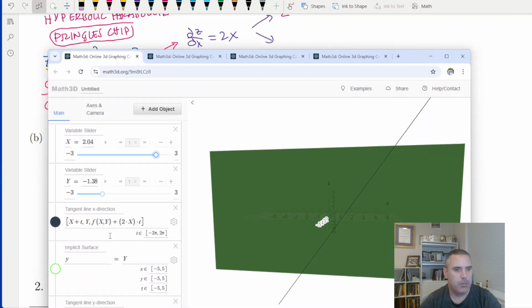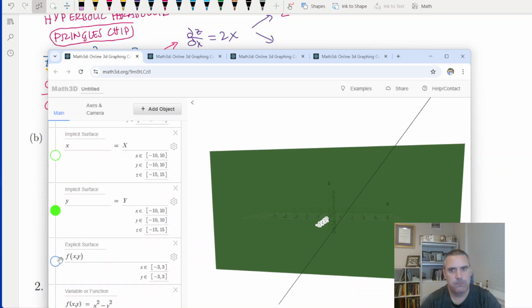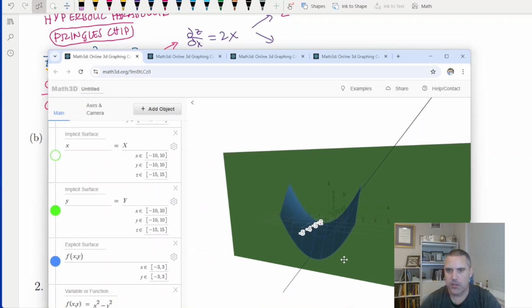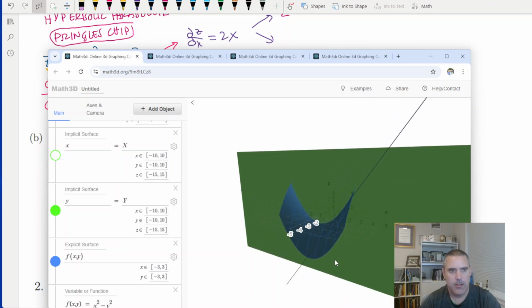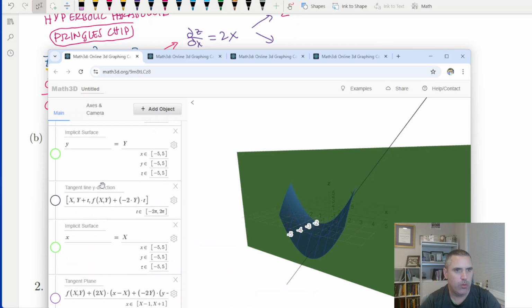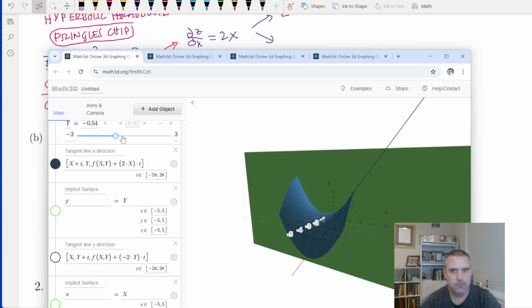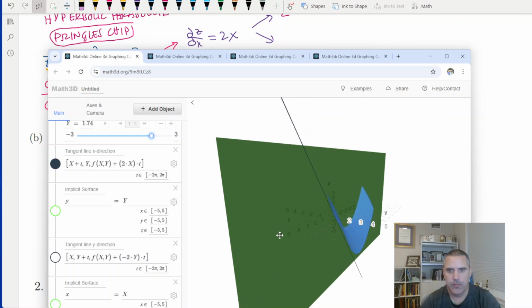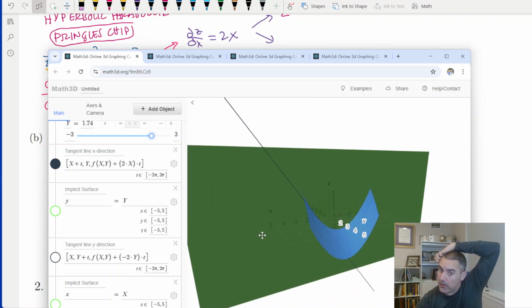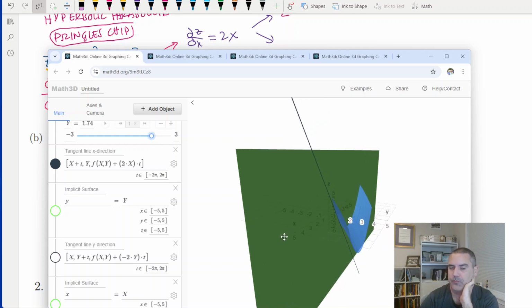Let's put the surface back up there. That's the slope in the x direction. When you're standing at a particular y, let's move y over here. The slope there is 2.